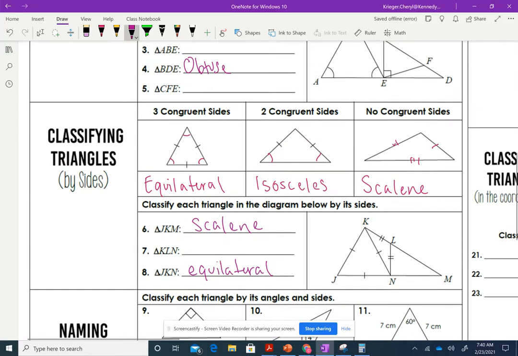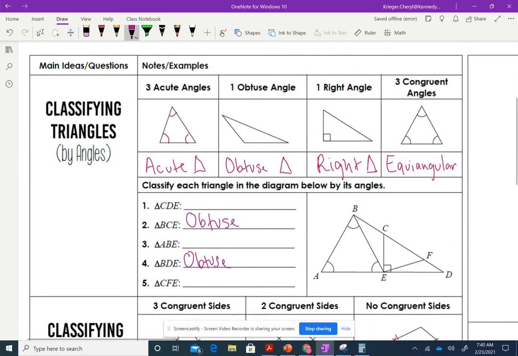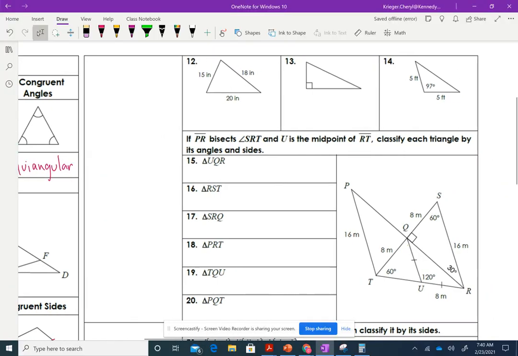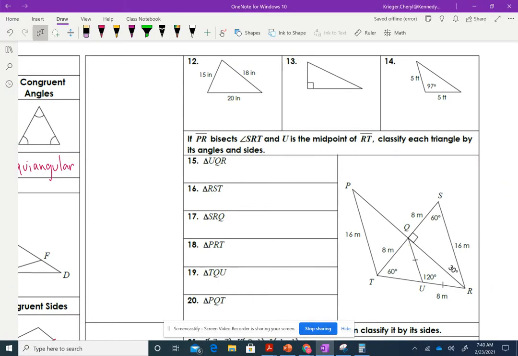Okay, let's go up to number 12. All right, number 12. We have all three side lengths that are different, 15, 18, and 20. Okay, and if we have all three sides that are different, all three angles are different. So number 12 is acute, all three angles are less than 90, and scalene.